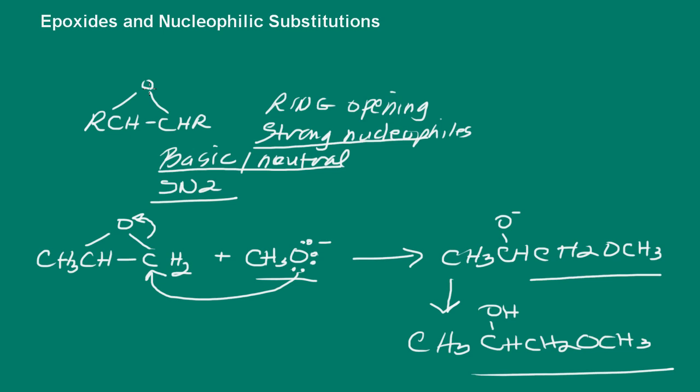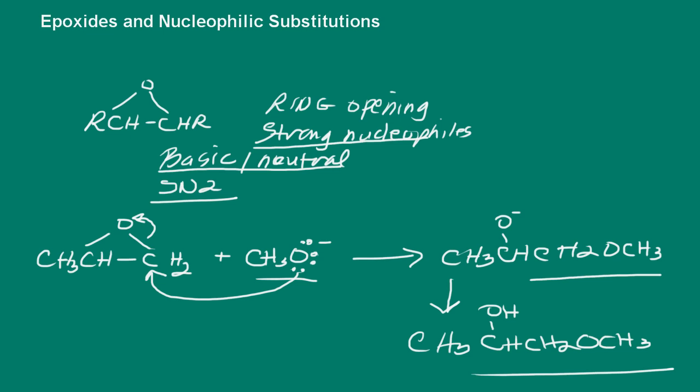Now, the substitution mechanism is going to depend on whether the reaction is carried out under basic, neutral conditions or acidic conditions. Let's take a look at the first case here where we're under basic, neutral conditions. In this case, these reactions will be SN2. They will follow the SN2 mechanism. The epoxide can undergo the nucleophilic substitution without first being protonated, again because of the ring strain.